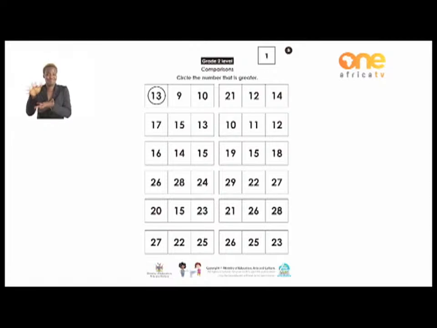All right? So the rest of the boxes I would like for you to complete by encircling the bigger number that you see in the box. All right?